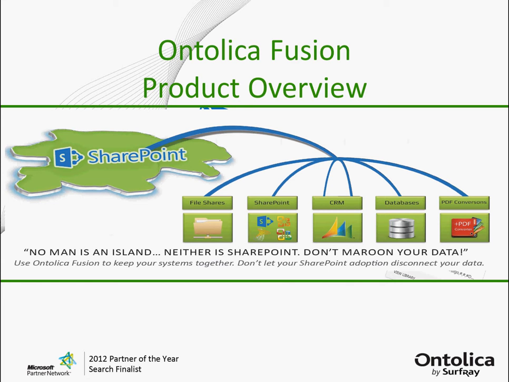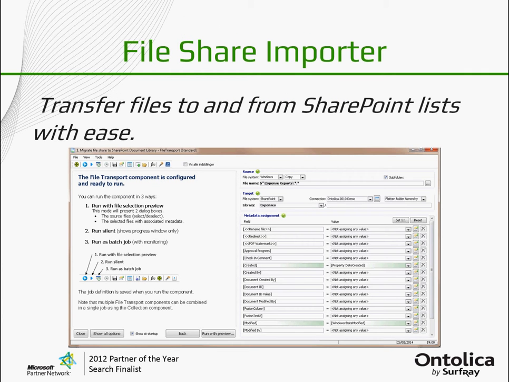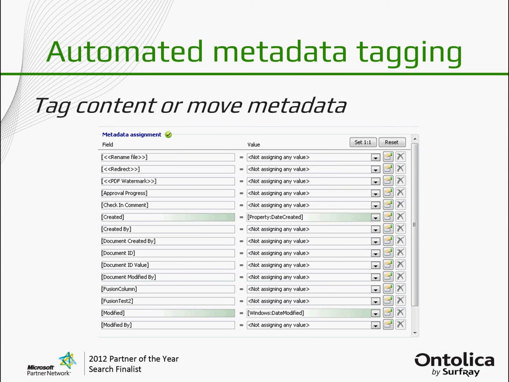Let's take a look at the product and the vast number of things that it can do. First, Ontolica Fusion is a file share importer. You can import from file shares into SharePoint 2010, SharePoint 2013, or Office 365. You can also perform automated metadata tagging. So you can tag content as you transfer it from one system to another. You can change tags, you can add tags. As long as a column exists in SharePoint, you can add metadata to files and data that you're transporting into SharePoint.